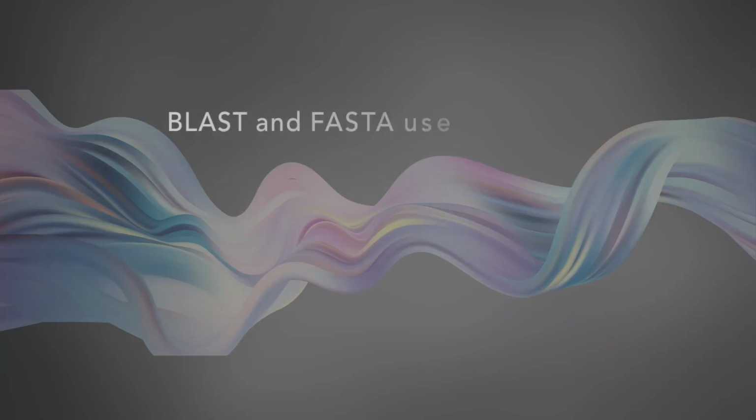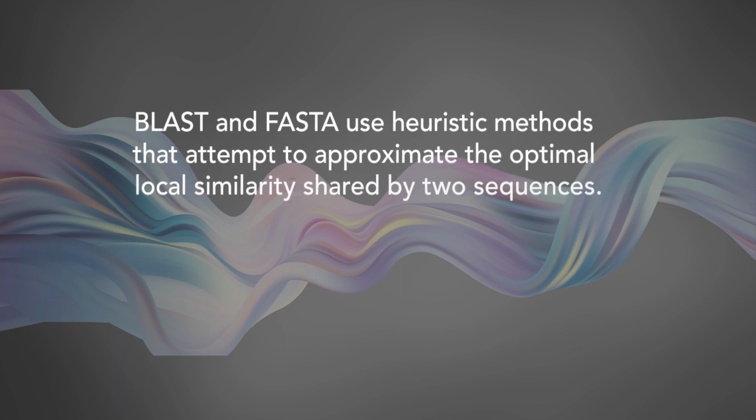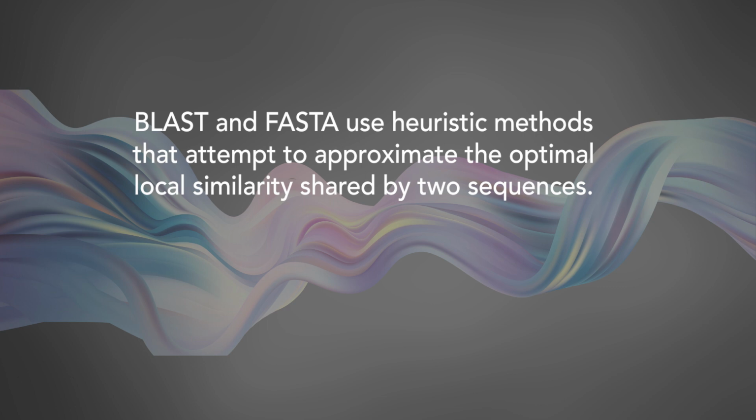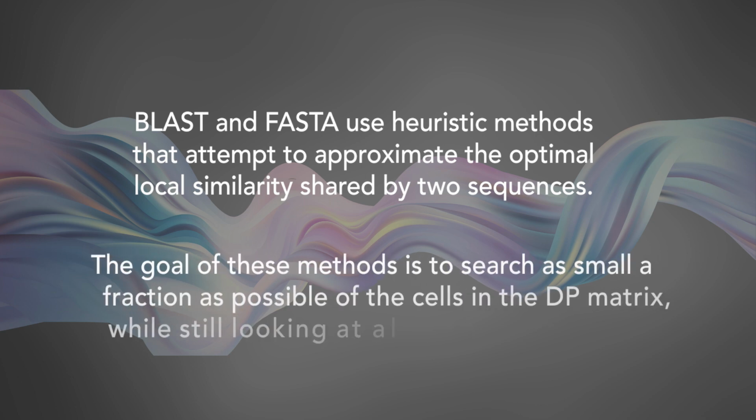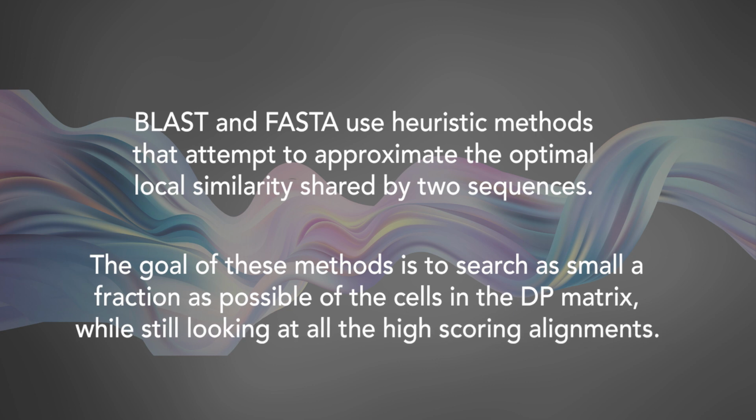The heuristic methods include BLAST and FASTA. BLAST and FASTA are heuristic methods that attempt to approximate the optimal local similarity shared by two sequences. The goal of these methods is to search as small a fraction as possible of the cells in the dynamic programming matrix, while still looking at all the high scoring alignments.